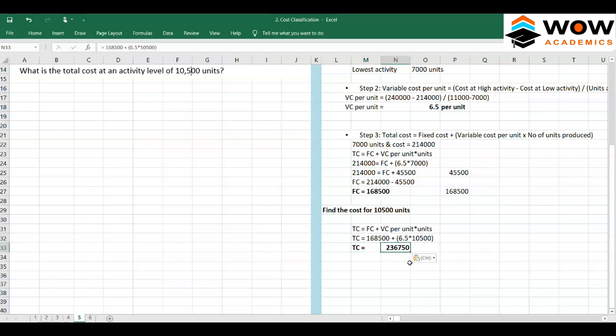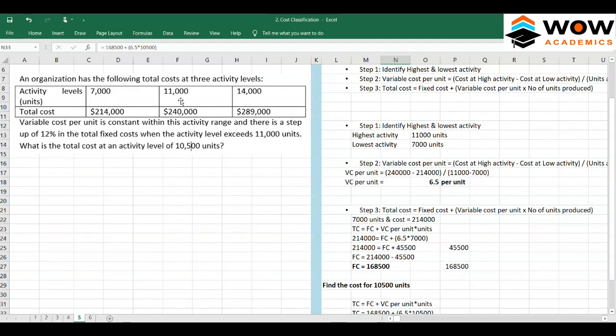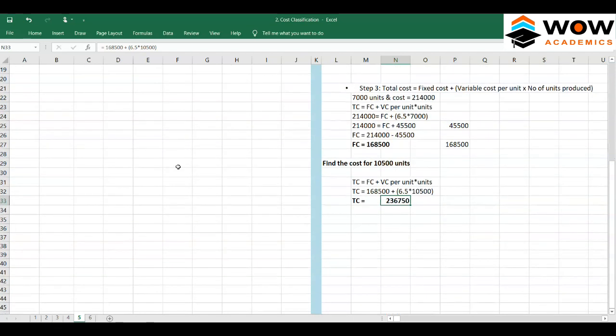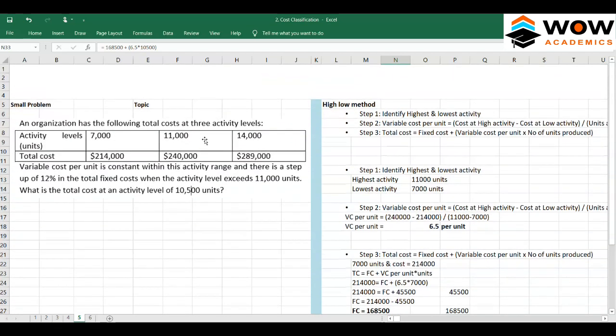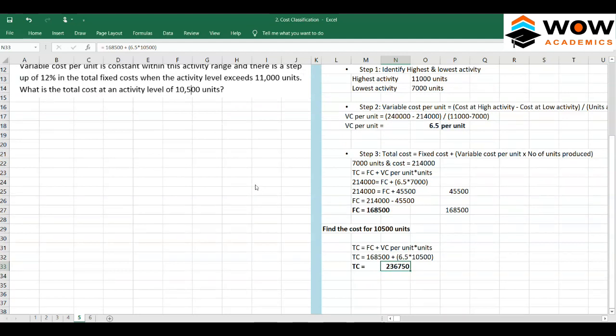Okay, so our total cost comes to 2,36,750 for 10,500 units. So 10,500 units falls between this range. So it comes to 2,36,000. It comes very near to 11,000, but it is not crossing the 2,40,000 range. So the answer that we have worked out is perfectly correct.